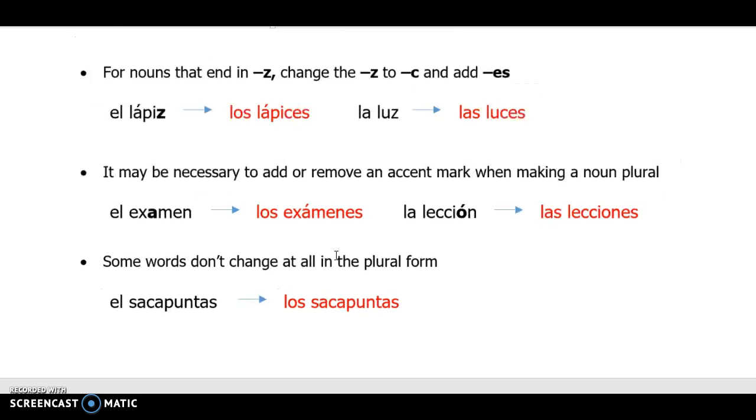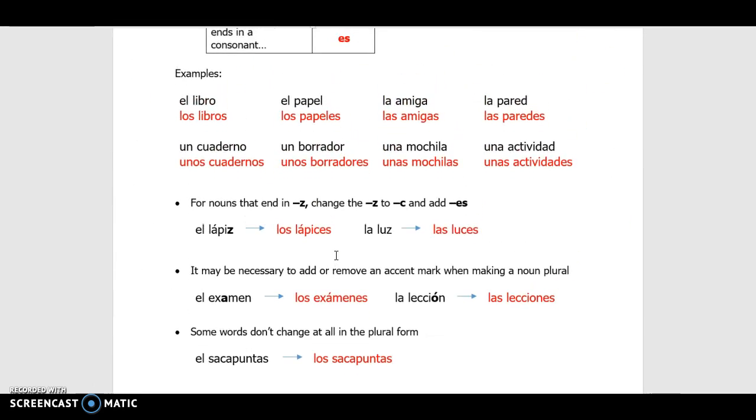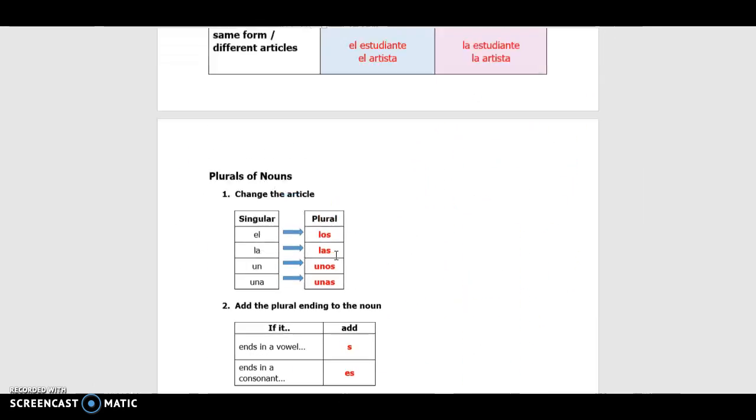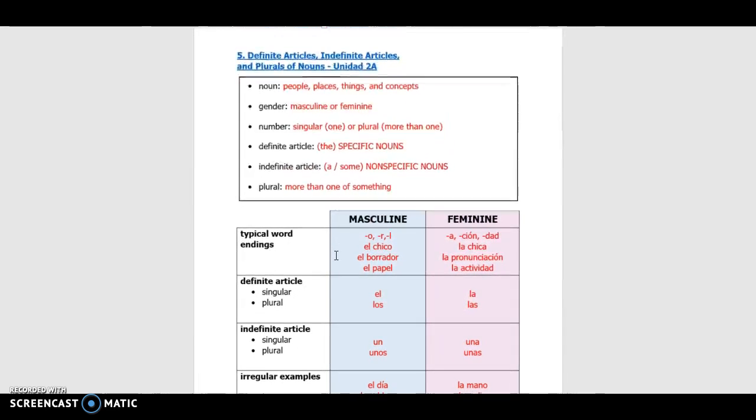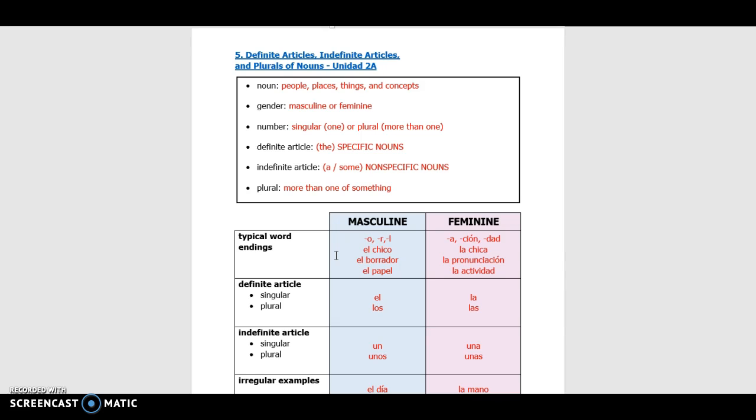All right, friends. I know that was a lot. It was pretty fast. Most of this looks very familiar to you. Hopefully, if it was too fast for you, just pause the video, stop, go back. That's why we do these things. So here you go. That's Unit 2A. Your grammar notes, number 5. We're going to hit the definite articles, indefinite articles, and the plurals of nouns. If you have questions, you know where to find me in class. See you soon.